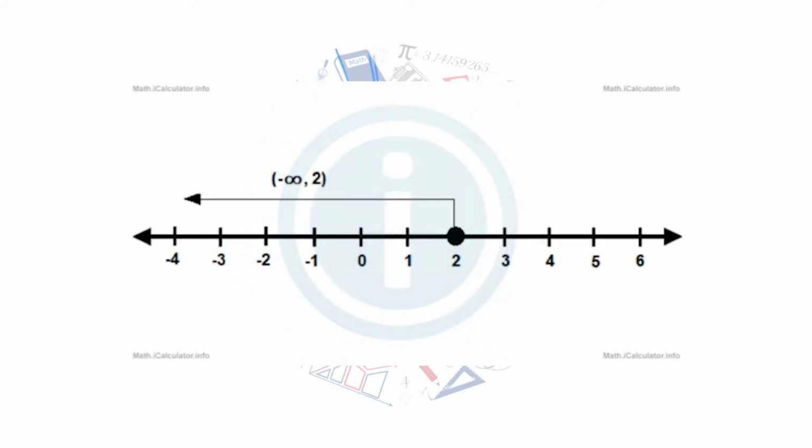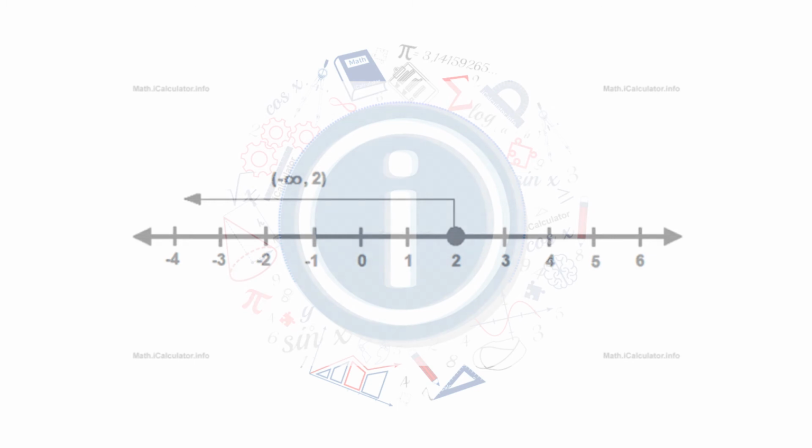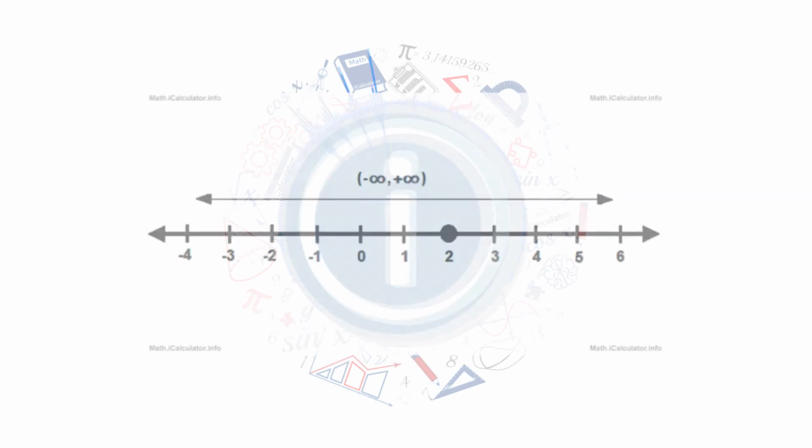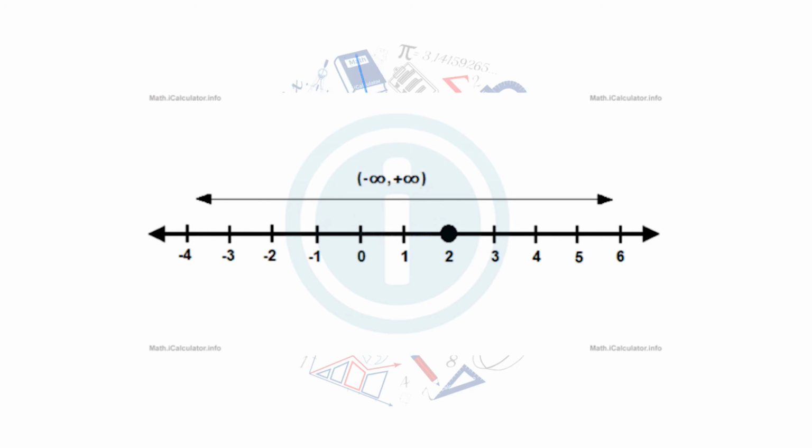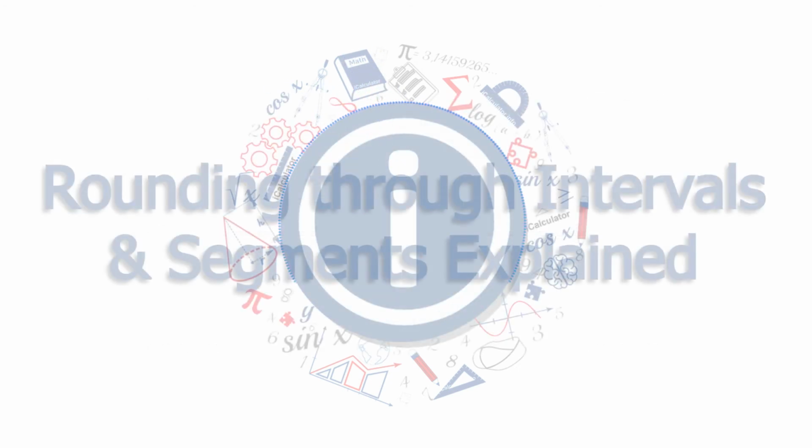B. We have an interval that starts from negative infinity and extends to the right up to the number 2, without including this number. Hence, when this set is shown on the number line, we get the figure as shown on screen. C. This set extends to infinity on both sides, so it is indicated by a double-sided arrow in the number line as shown on screen.